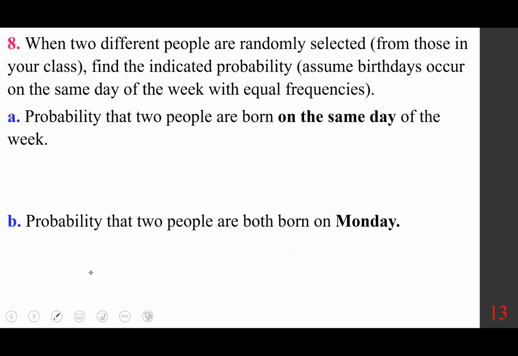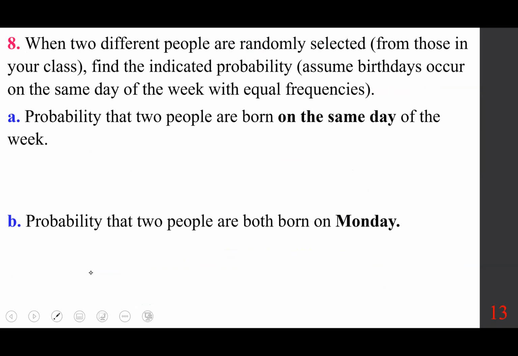When two different people are randomly selected from those in your class, find the indicated probability. Assume birthdays occur on the same day of the week with equal frequencies. Probability that two people are born on the same day of the week. And the probability that two people are both born on Monday.